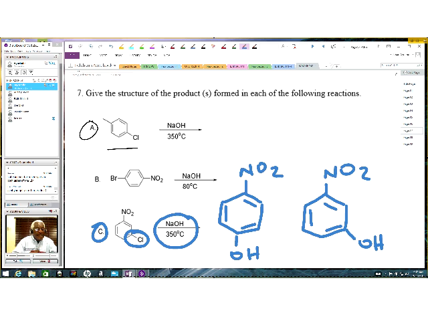Somebody asked a question: can't you form benzyne on both sides? Yes, it is possible. You could form benzyne from both sides, but they will give you the same product anyway, because in this case you are dealing with a symmetrical molecule. Another question somebody asked: can an OH not be put in the ortho position?